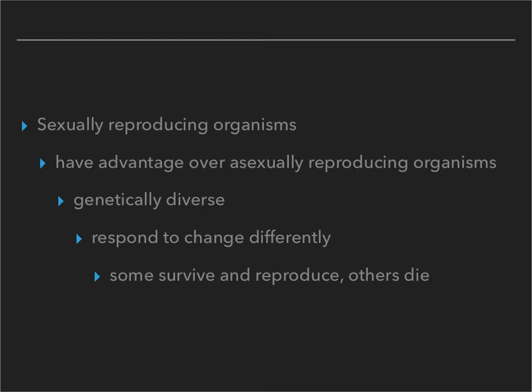Number one is they create genetically diverse offspring. Because of this variation or genetic diversity, they respond to changes in environment differently. Some have the ability to survive and in turn reproduce, while others won't be able to adapt to the environment and they will die off.